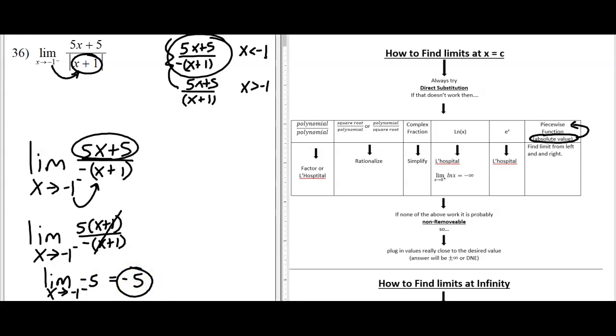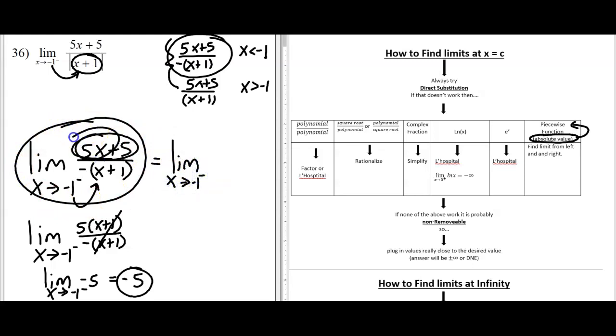Now, another way you could do it is you could do L'Hopital. According to L'Hopital, since I got 0 over 0, this limit is equal to the limit as x approaches -1 from the left of the derivative of this, which is 5, over the derivative of this, which is 1, and we still have that negative in the front, and you still get the same answer.